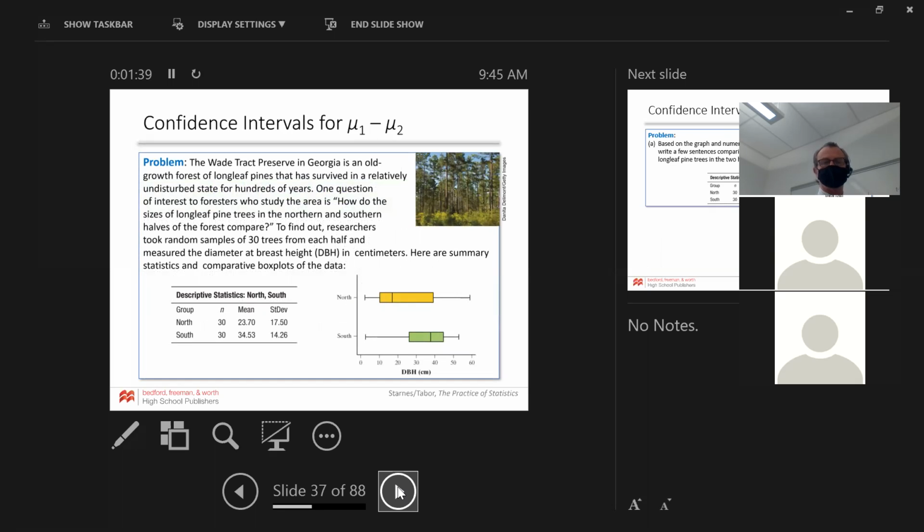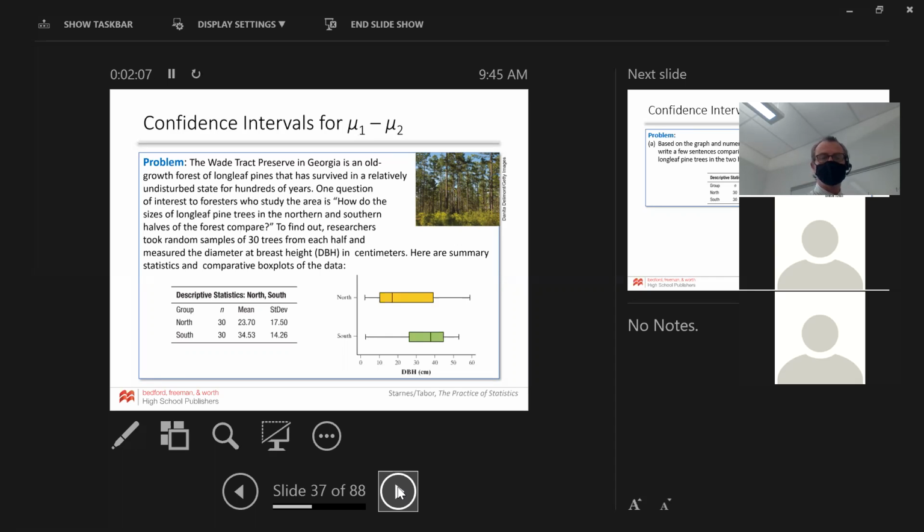How about this? They built this table like we built this table. They just organized it differently. Yes? And then what happened? The sample size is 30. So the sample size is large enough. But they drew the box plot anyway.